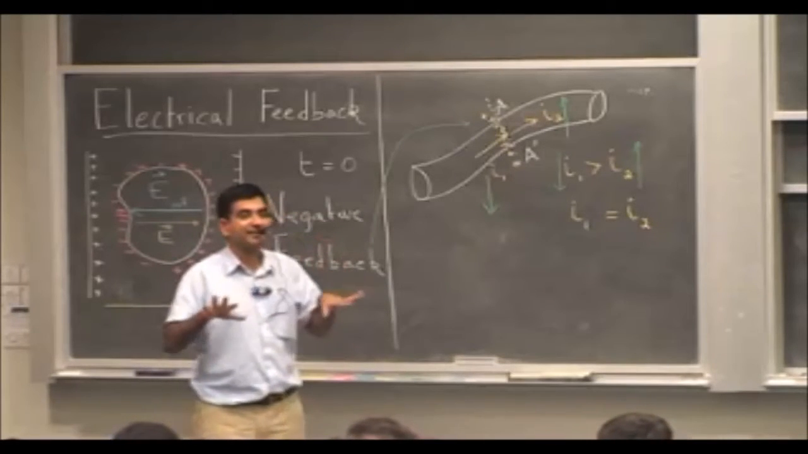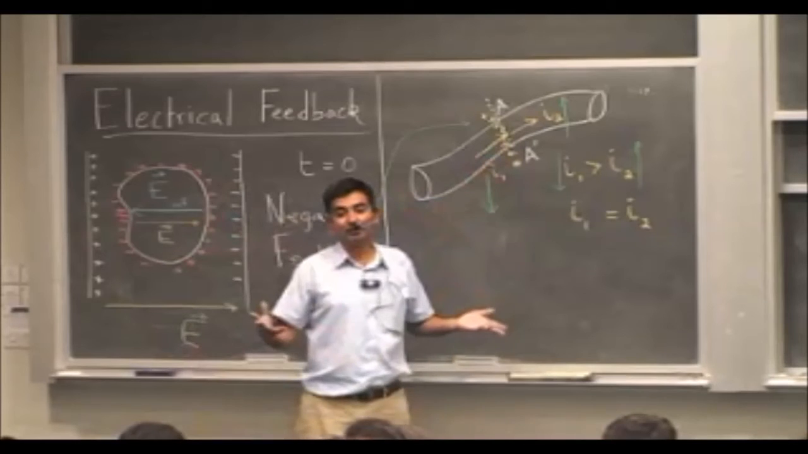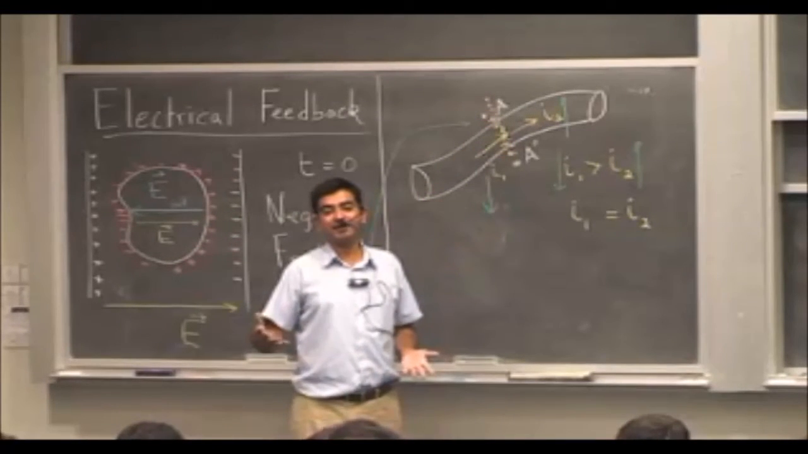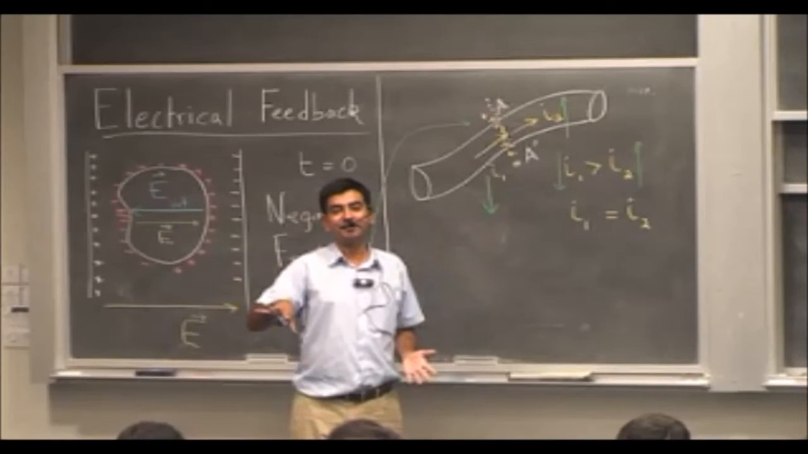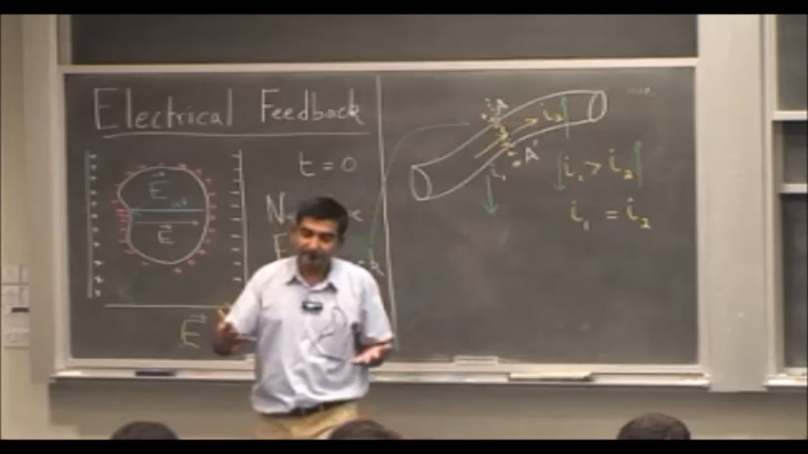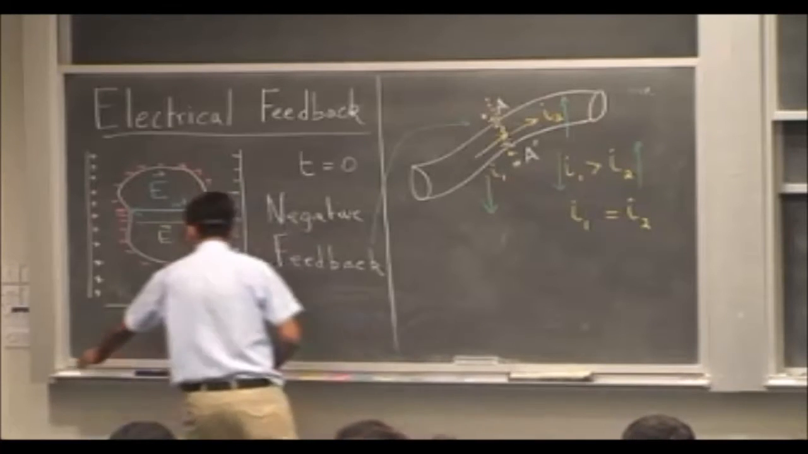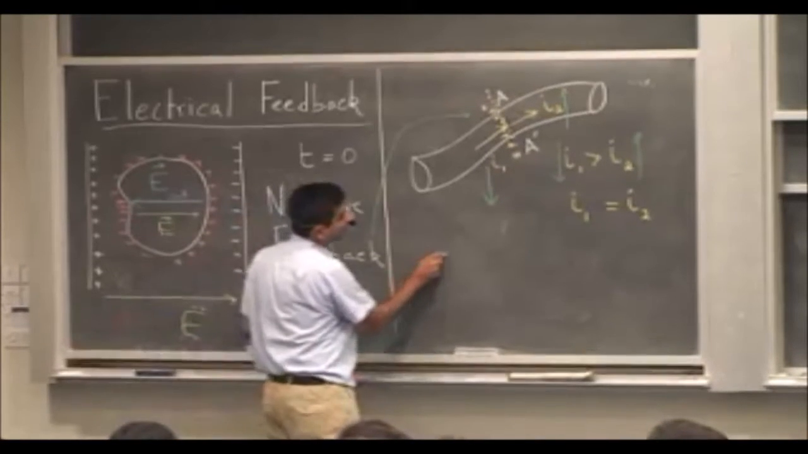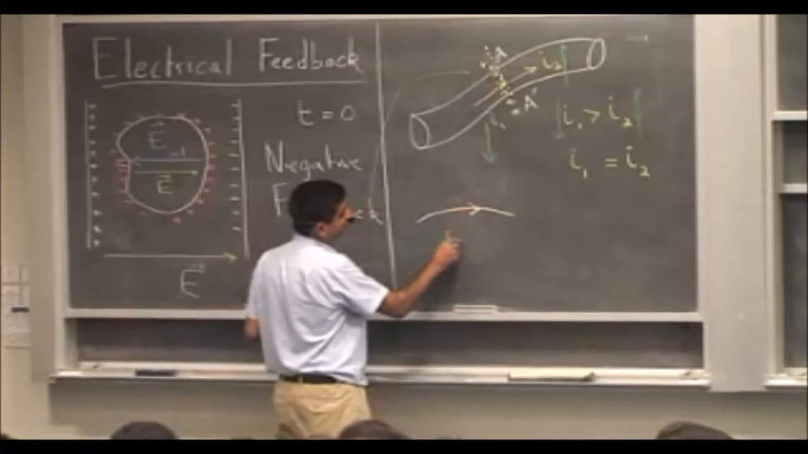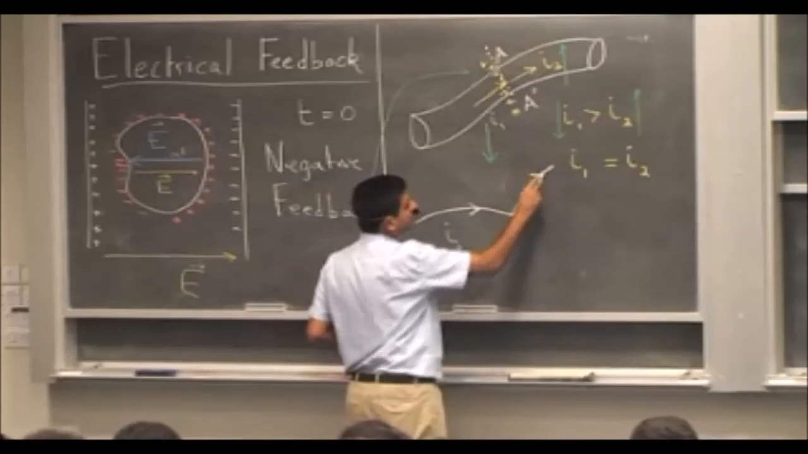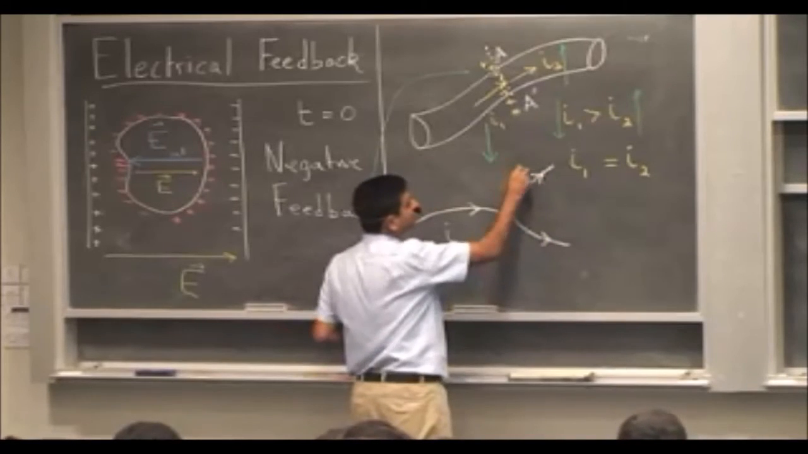Eventually dynamic equilibrium is achieved, or one can say that these currents become equal when the charge has been built up to such an extent that the negative feedback has made the currents balanced, perfectly balanced. That's why whenever you have a current that's coming in a wire, and then you have a node, and then you have two currents that are going out, I2 and I3.